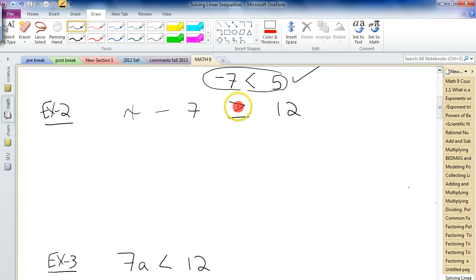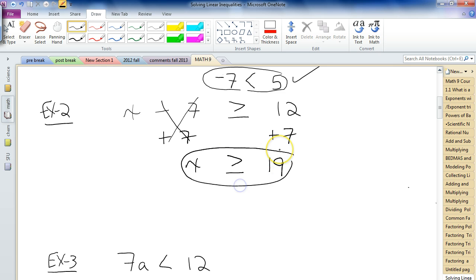x minus 7 is greater than or equal to 12. Let's solve it. You want to get the letter by itself. How do you get rid of it? What's being bugged by this minus 7? Do the opposite. Add 7, add 7. The 7's go away. You're left with just x, which is greater than or equal to 12 plus 7, which is 19. So we've solved it. And the first step is always to solve it, which we just did.